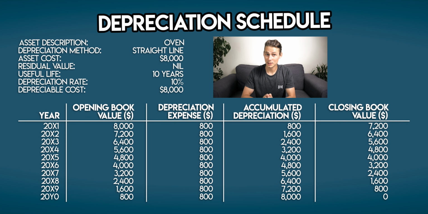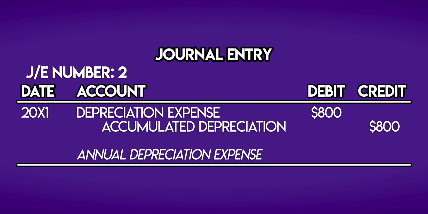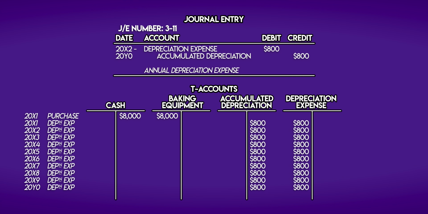It gets better, I promise. We're using the straight line method, which means your depreciation expense is exactly the same for the next 9 years. So the next 9 journal entries are identical to the one we just posted. Each year you debit the depreciation expense account in your income statement by $800 and credit accumulated depreciation in your balance sheet by $800. And here's the impact on your books.